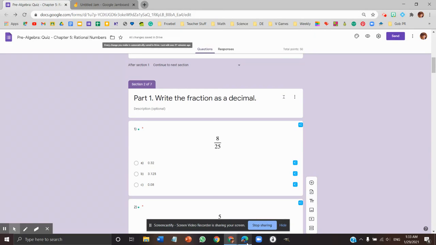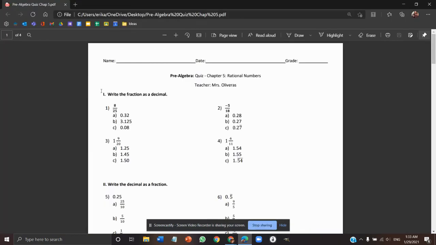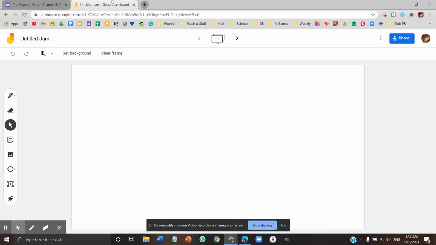So what are you going to be seeing on your test? Well, in the first part, you have to write the fraction as a decimal. All you have to do is turn those fractions into a decimal and choose your best answer. I need to see the process, okay? I'm going to do an example from that so you will see what I'm looking for. I'm going to do this in my Jamboard.